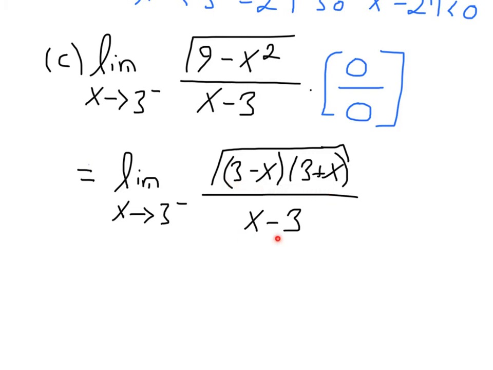And here we have x minus 3, here we have 3 minus x. They look kind of similar. Let's see if we can first isolate this 3 minus x somewhat in the numerator, and then see what we can do to make x minus 3 look a little more like 3 minus x.